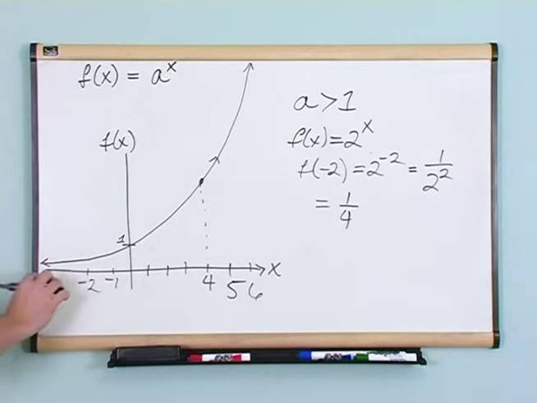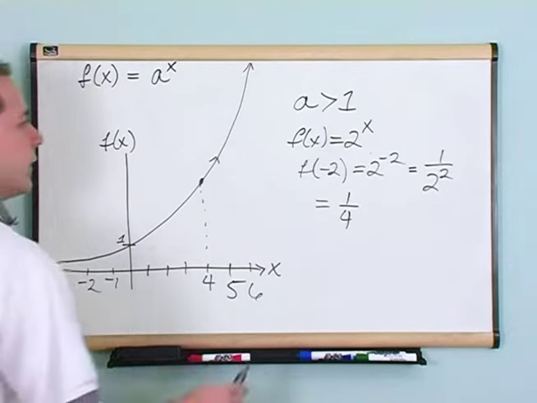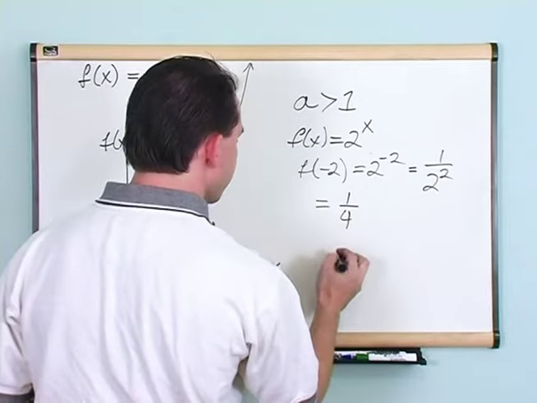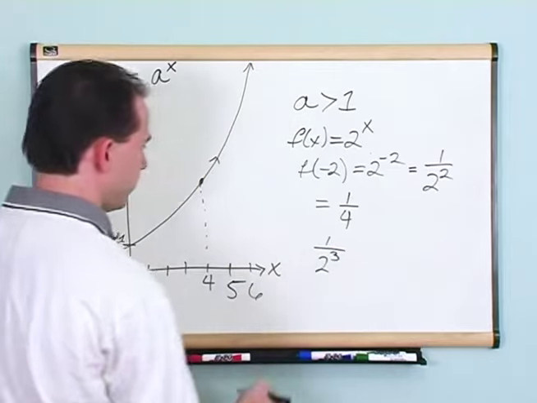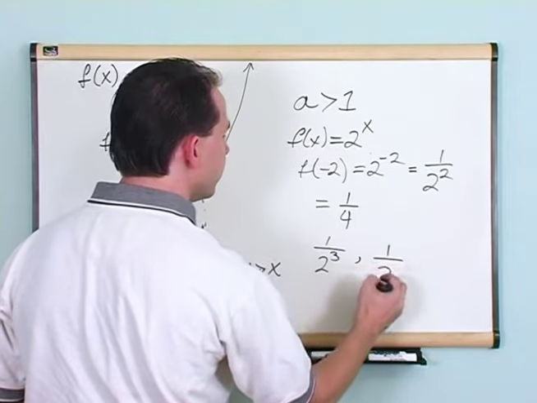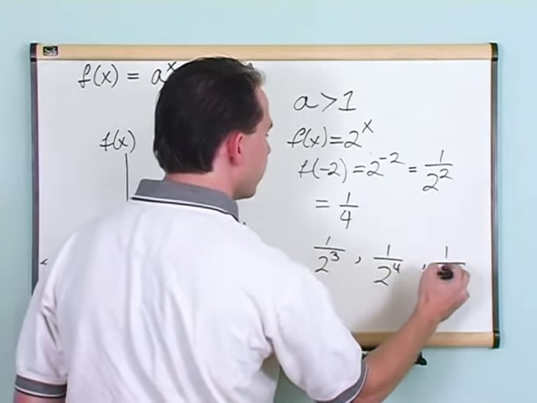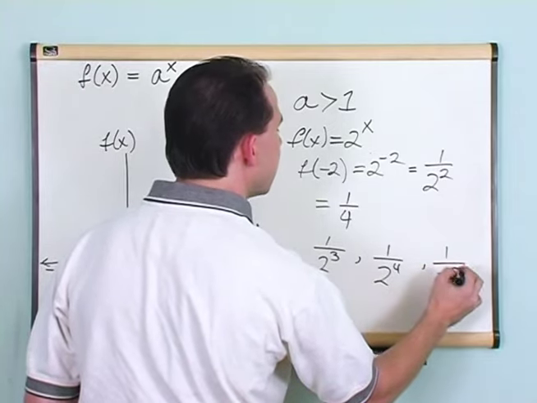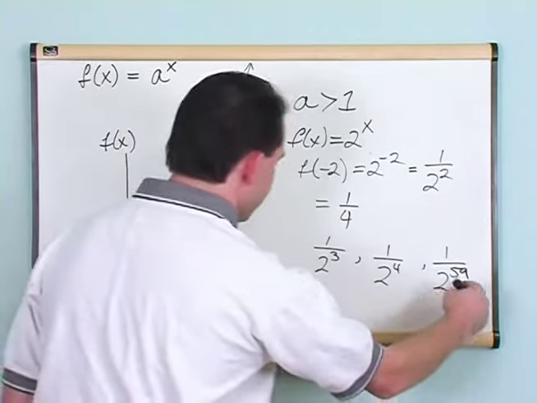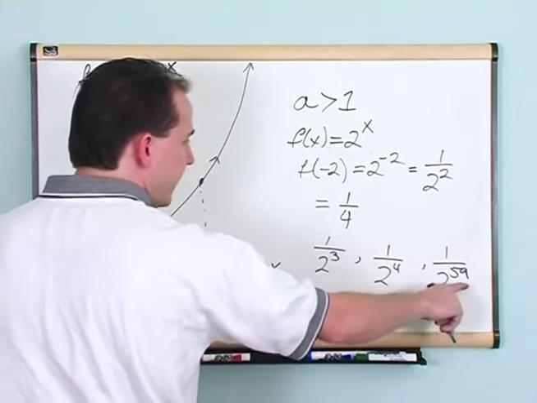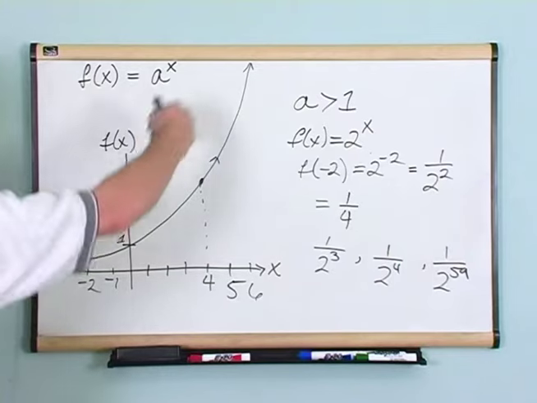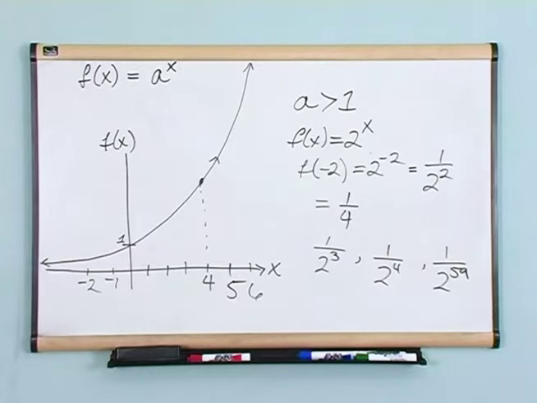And as you go more and more to the left, this number is going to get bigger. As you go this way, it'll be 1 over 2 to the third, and then 1 over 2 to the fourth, and then eventually 1 over 2 to the 59th, okay? And you can see that as you get more and more negative, since it's forcing it into the denominator, the denominator is going to get very big, which is going to drive the whole thing very close to 0. Eventually you're going to be out here and it's going to be extremely close to 0.